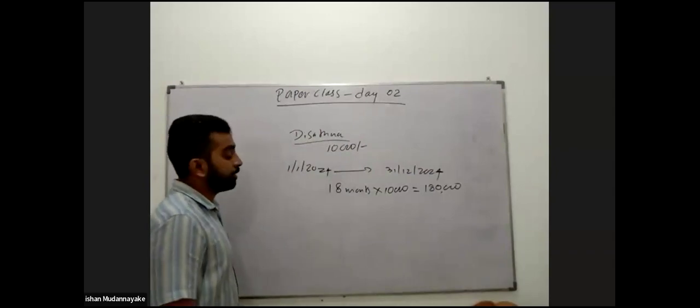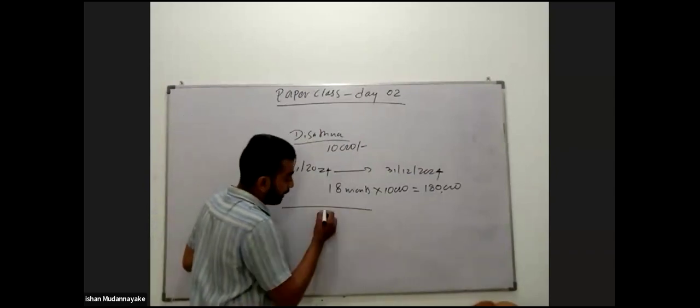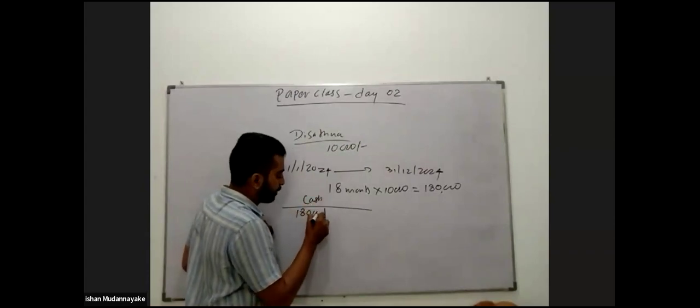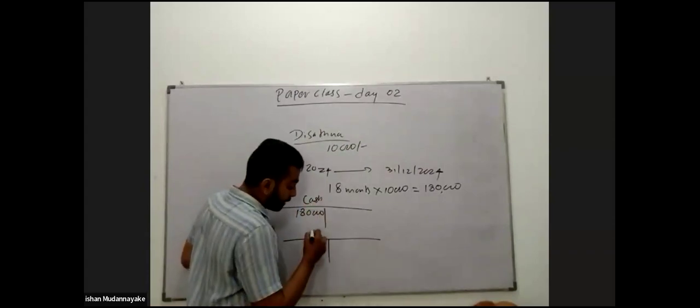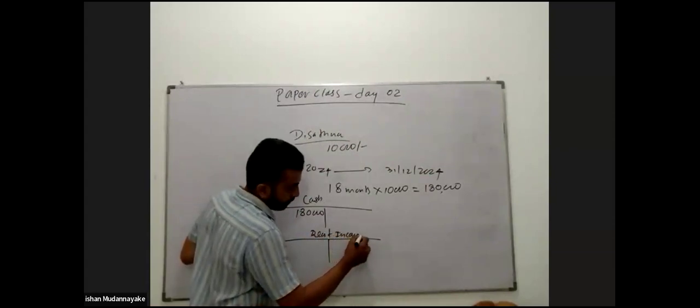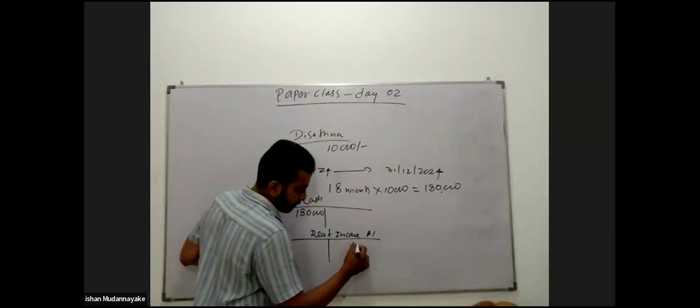I said, journal entry. Cash book debit 108,000. Rent income account credit 108,000.